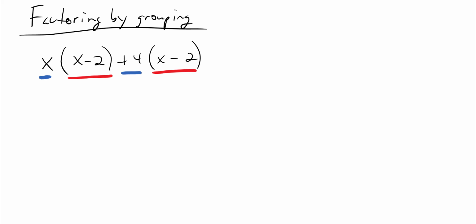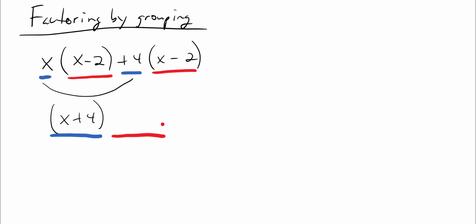This is how it's factored. I'm going to take the x and the 4, so the x plus 4, and that's going to be in one set of parentheses. Let me highlight that, that's the blue. And then the part in the red is going to be in the other set of parentheses, so that's going to be x minus 2. And we're actually done with the problem. That's the answer: (x plus 4)(x minus 2).